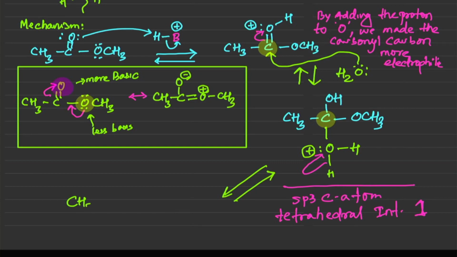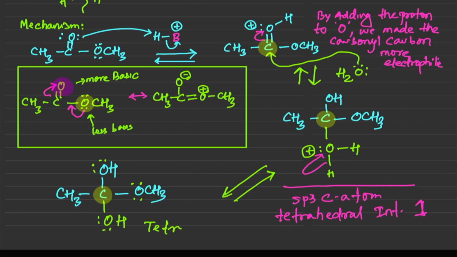So we're going to have CH3, COH, OCH3, and we have our OH. Okay, so now all the oxygens have lone pairs. So this intermediate is still tetrahedral. So this is called tetrahedral intermediate 2. Tetrahedral intermediate 2.